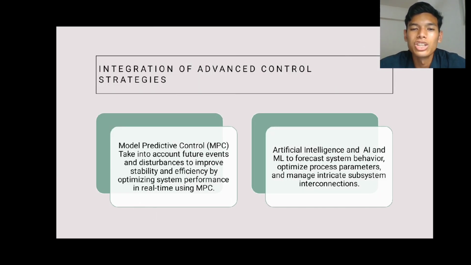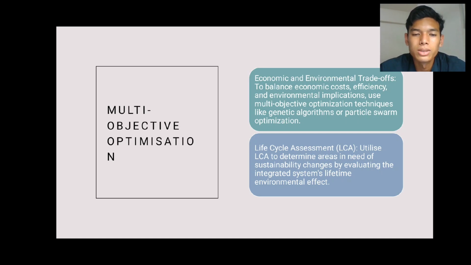Next, we have integration of advanced control strategies. Firstly, model predictive control, or MPC, takes into account future events to improve stability and efficiency by optimizing the system in real time. Next, we have artificial intelligence, or AI, to forecast system behavior, optimize process parameters, and manage intricate subsystem interconnections. Lastly, we have multi-objective optimization, economic and environmental trade-off.